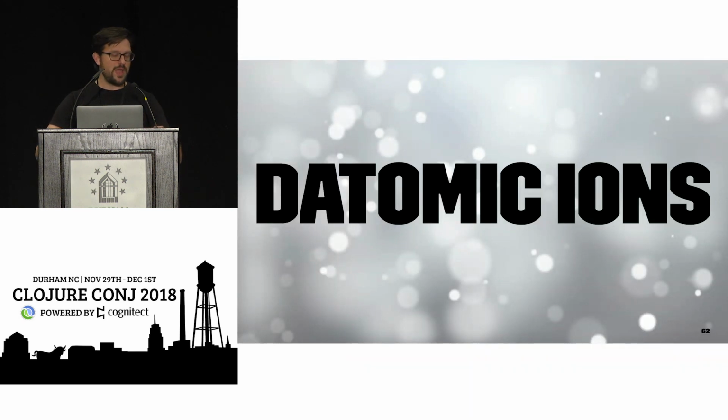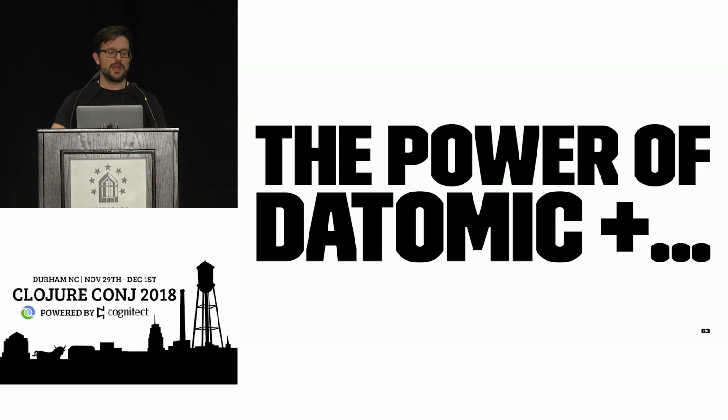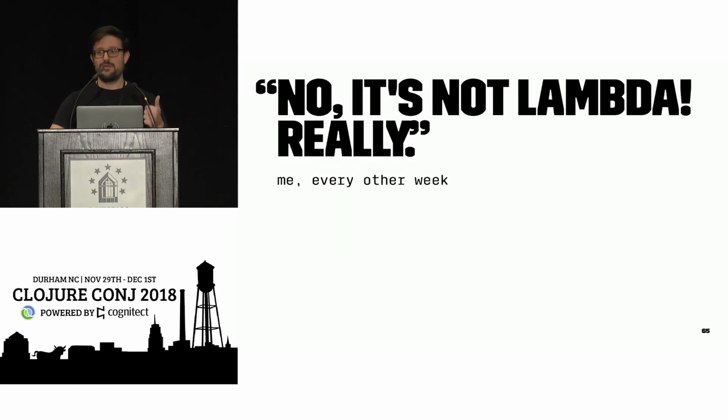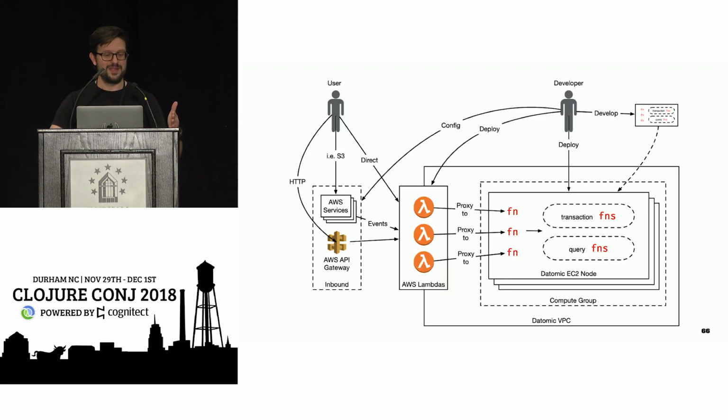So, a quick primer about Datomic Ions, because some of you might not have used it. The beauty of Datomic Ions is the power of Datomic, all the database stuff that you already have, plus the idea that you can run your functions on the cloud. And every single week I have to say this to someone: when we talk about running functions on the cloud, it's not Lambda. However, I understand where people are coming from, because when you show this diagram of what Datomic Ions is, you do have lambdas in the picture, so you always have to remember that lambdas are just proxying stuff.